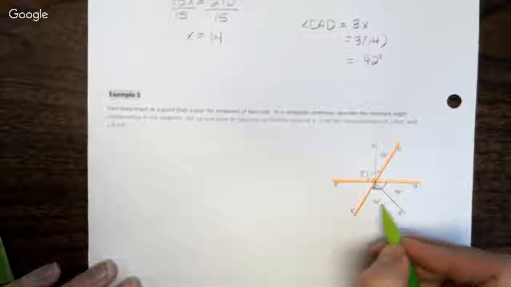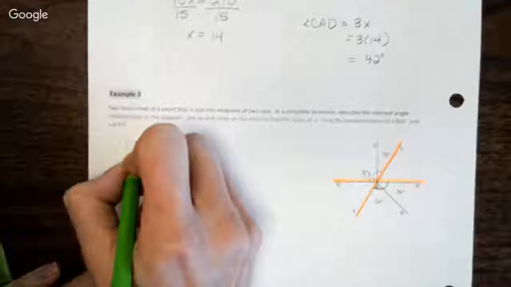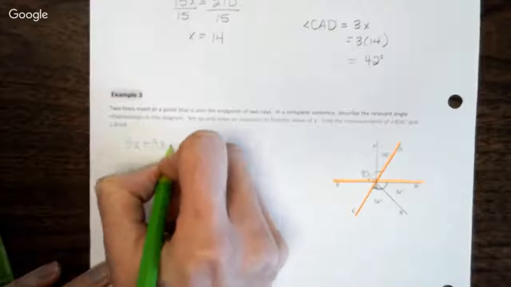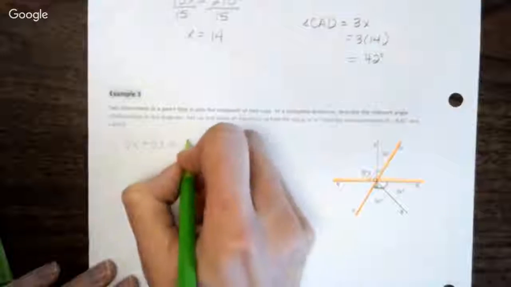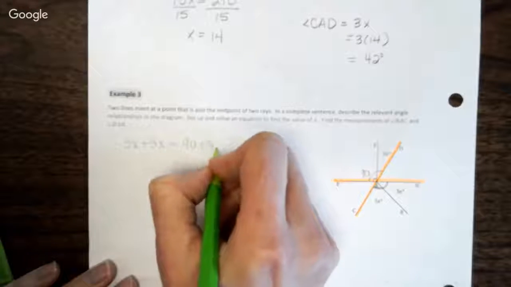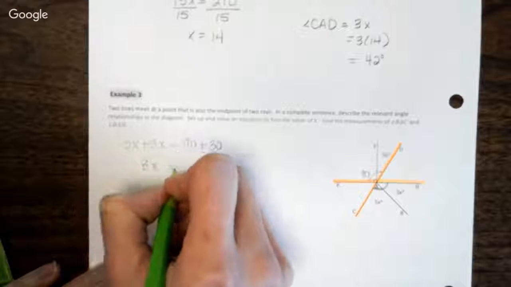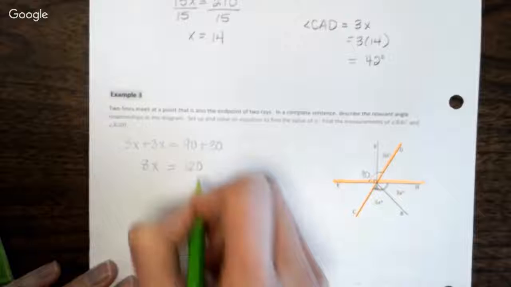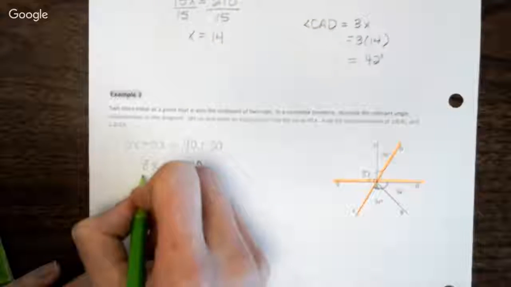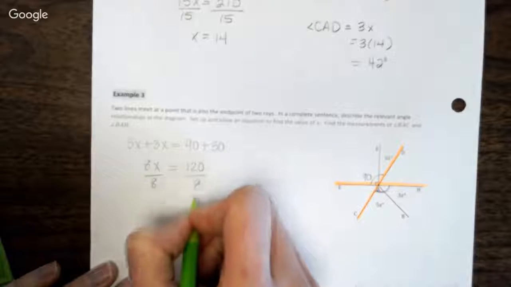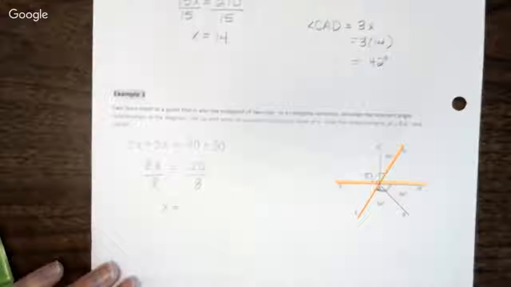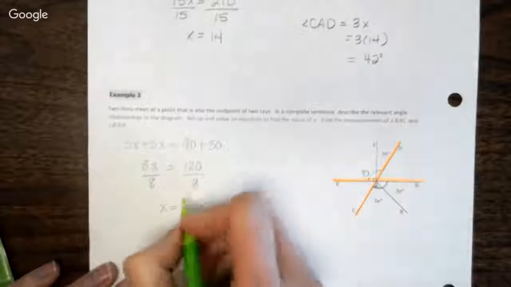All right, so we have two angles that make up the big angle, so we're going to add them together, 5x plus 3x. This angle over here is 90 plus 30. So 5x plus 3x is 8x. 90 plus 30 is 120. So we're going to divide both sides by 8. So x is equal to 15.